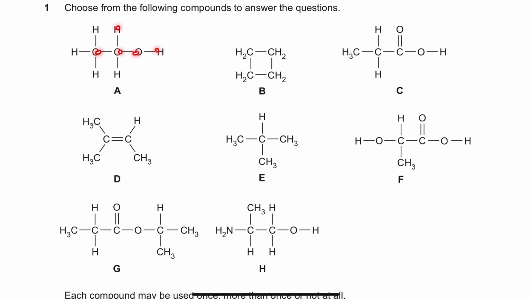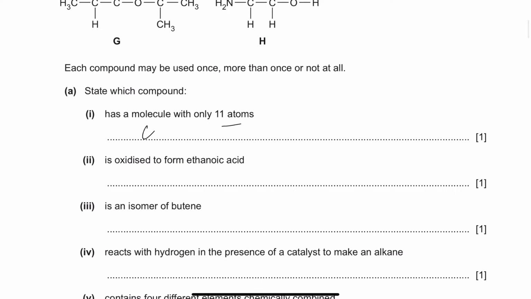1 2 3 4 5 6 7 8. This doesn't. 2 3 4 5 6 7 8 9 10 11 12. This doesn't. 3 4 5 6 7 8 9 10 11. And absolutely C is our answer. Why? Because C has 11 atoms. This is an easy question, right? So we say that C is the answer because it has 11 atoms in it.